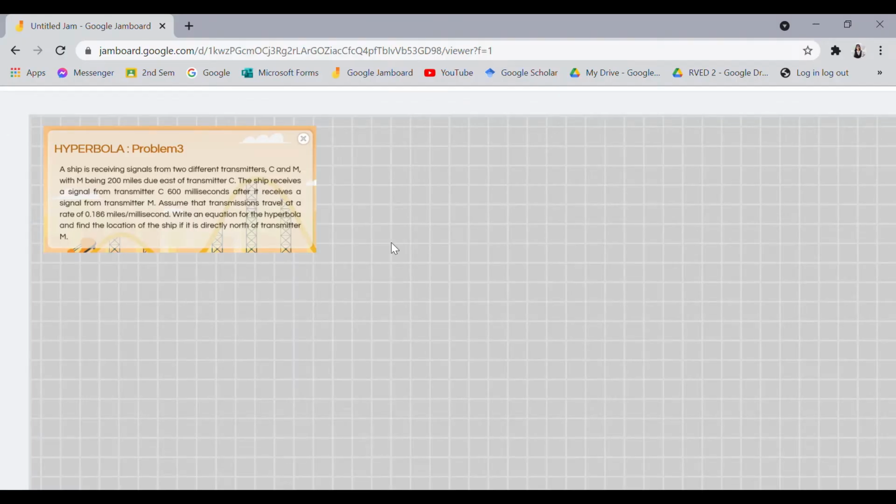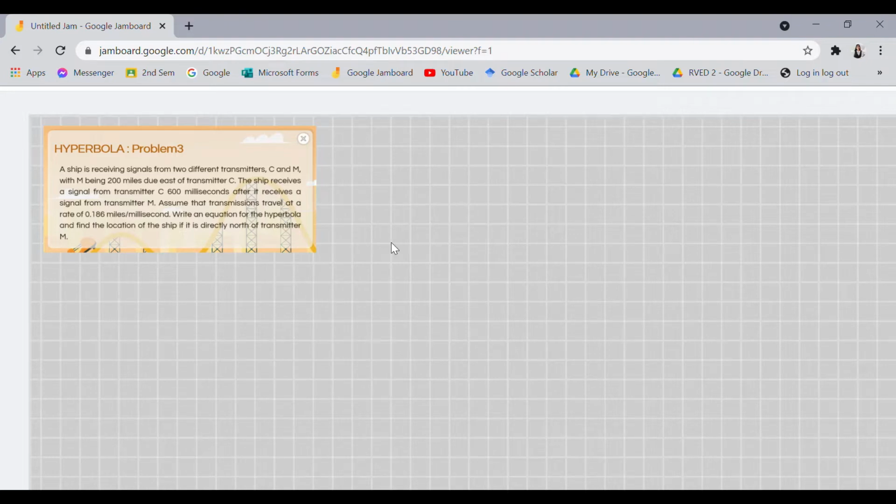For problem number 3 of hyperbola, a ship is receiving signals from two different transmitters, C and M. M is 200 miles due east of transmitter C. So, ibig sabihin, nasa kaliwa yung C, nasa kanan yung M. They are 200 miles apart.